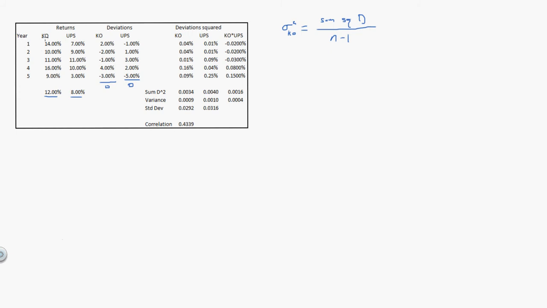So I don't have every return for Coke right here. I just have a sample of those returns. So divide by n minus 1 instead of n. If I had the entire population, I would divide by n. Now that doesn't really matter in finance as long as you're consistent. So sum those up, divide by n minus 1, and here's the variance, which is a really small number, right? Take the square root and have the standard deviation.